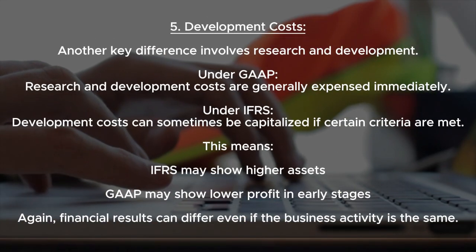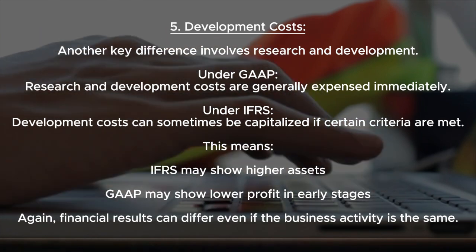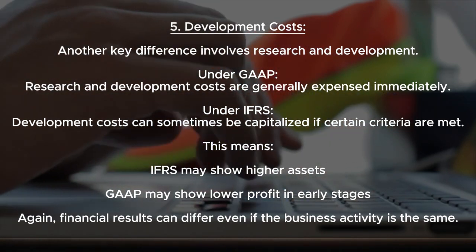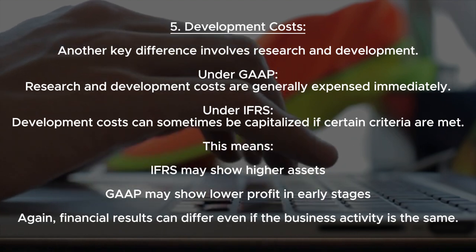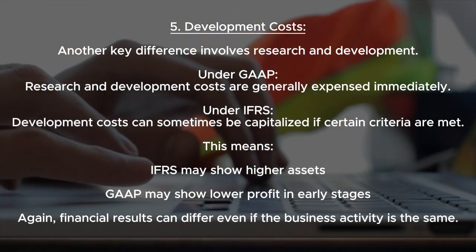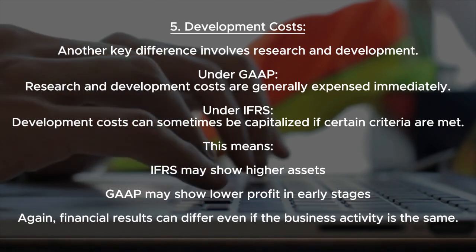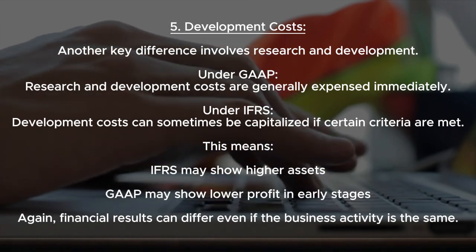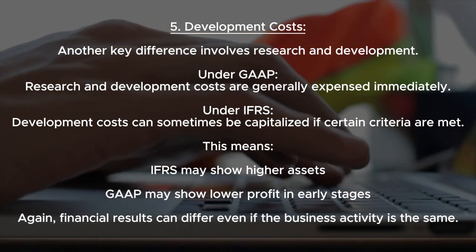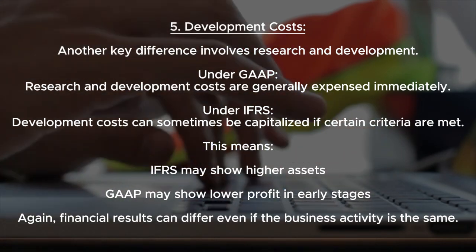5. Development costs. Another key difference involves research and development. Under GAAP, research and development costs are generally expensed immediately. Under IFRS, development costs can sometimes be capitalized if certain criteria are met. This means IFRS may show higher assets. GAAP may show lower profit in early stages. Again, financial results can differ even if the business activity is the same.